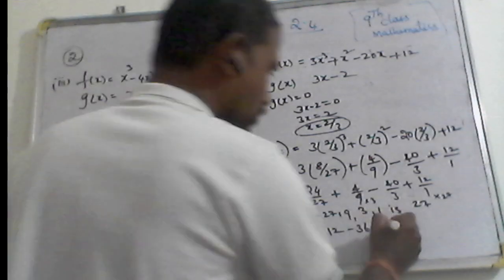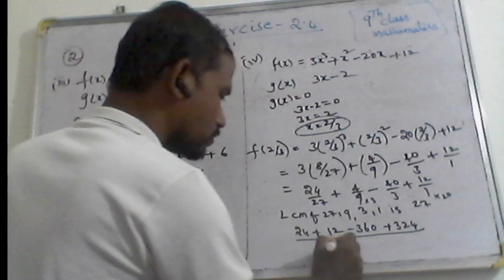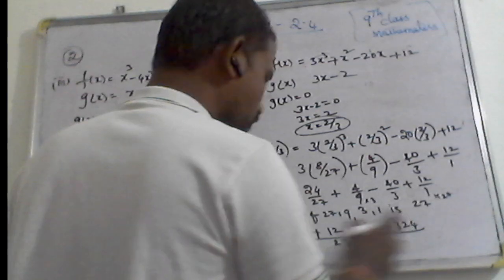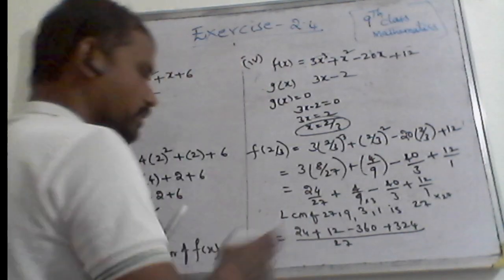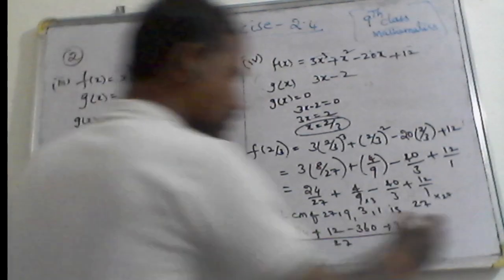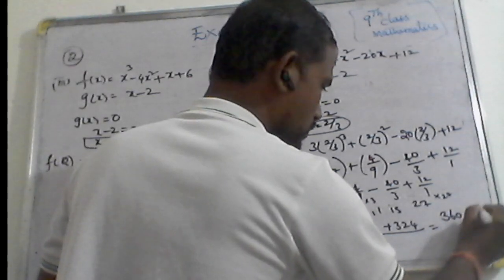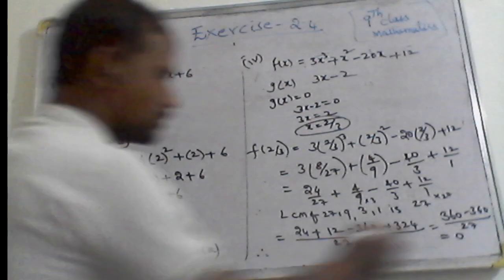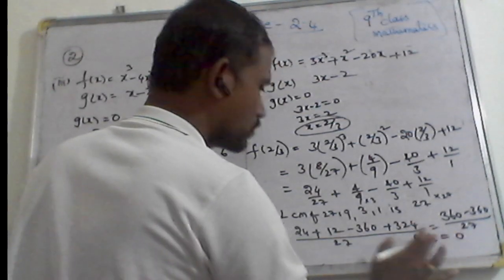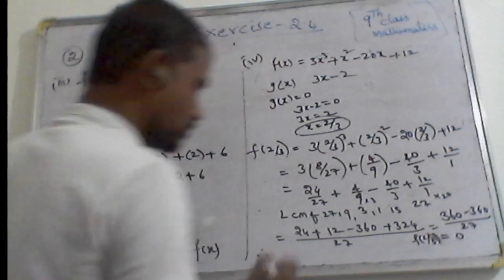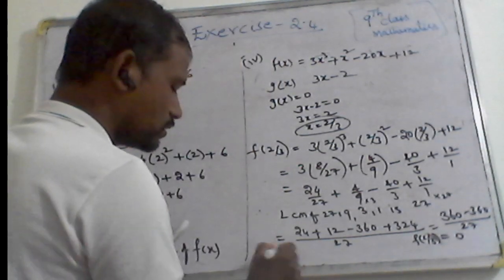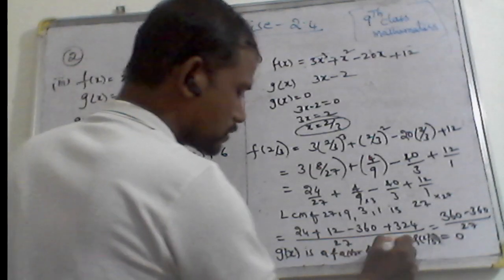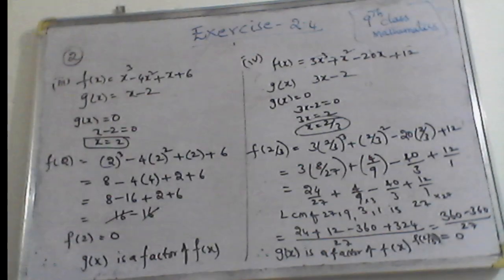So 324 plus 324 by 27 equal to by 27. So minus 324, here 24 plus 324 is 348, 348 plus 12 is 360. So 360 minus 360 by 27 equal to 0. So therefore f of 2 by 3 is 0. Therefore g of x is a factor of f of x.